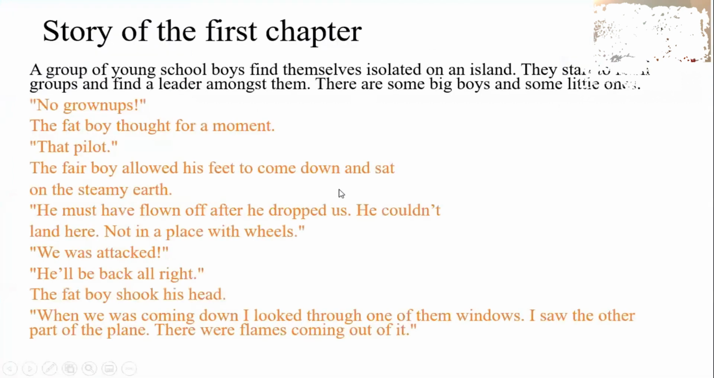Moving on. So, story of the first chapter, the text that's written in brown is the actual text from the chapter. A group of young boys find themselves isolated on an island. They start to form groups and find a leader amongst them. There are some big boys and some little ones. I would ask you to please read the brown text on the slide so that we can move on to the next one.